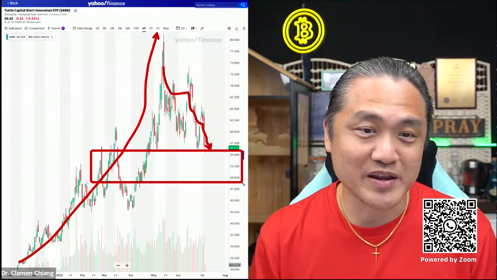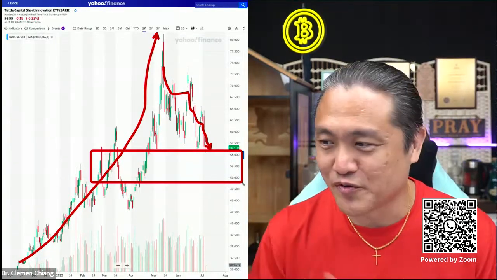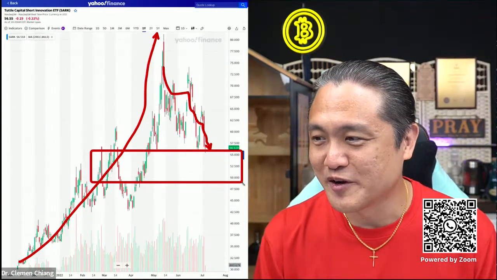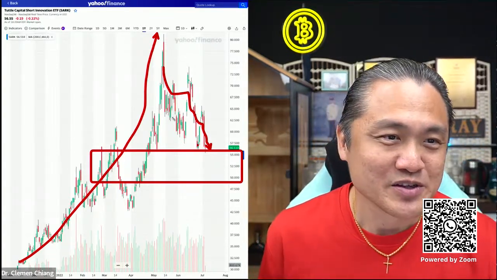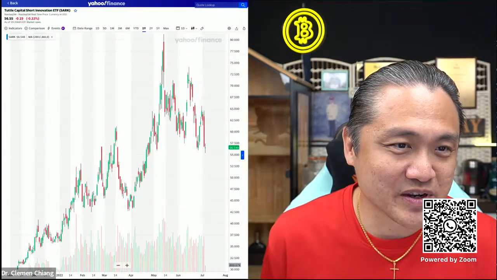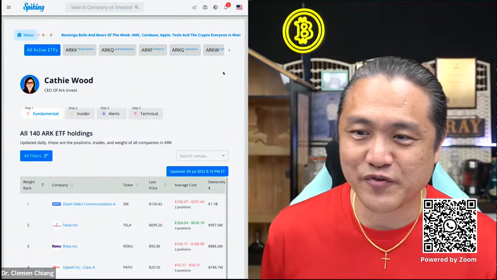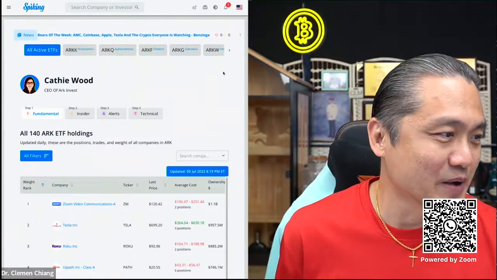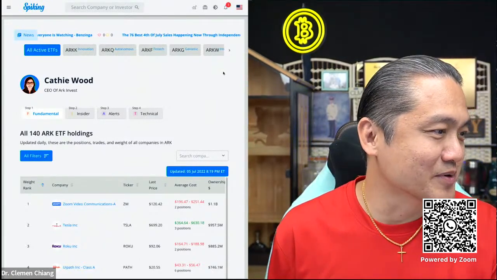Now this is becoming very, very interesting because recently Zoom has started to move, Teladoc has started to move, UiPath has started to move, and so on. So what we want to do is come over here and look at the portfolio. Now we've got all this software to back us up. Kind of strange, I've got a QR code cutting into my face.